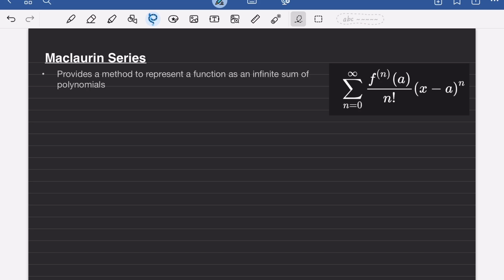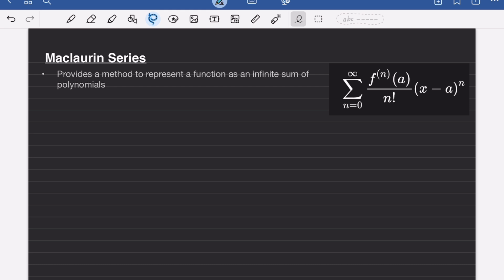Today we're going to be talking about Maclaurin series, which is just a way to write any function, no matter how complex, as an infinite sum of polynomials, and that infinite sum is defined on the top right. And we're going to see how to derive this formula.